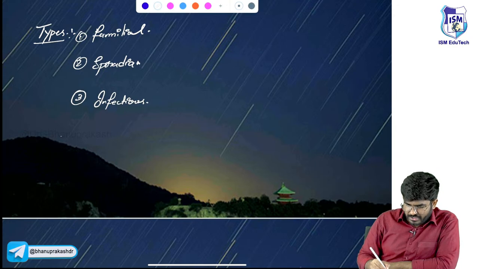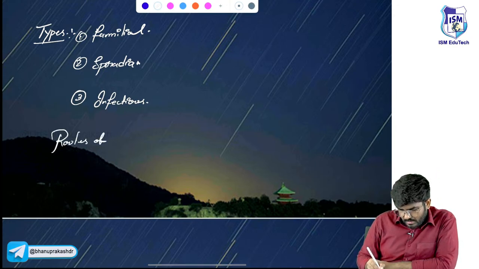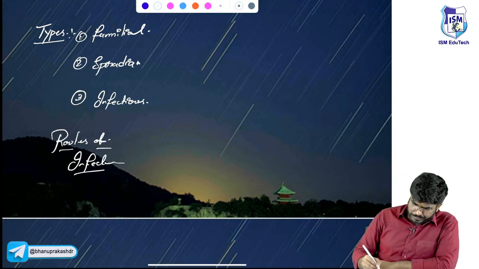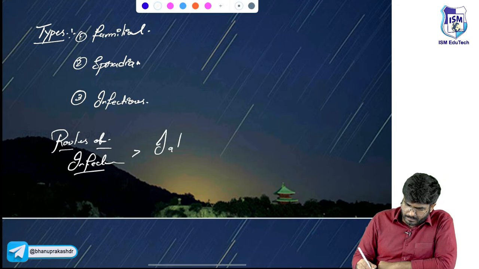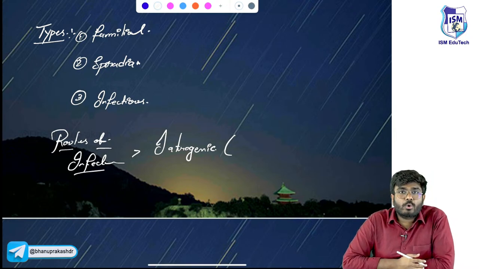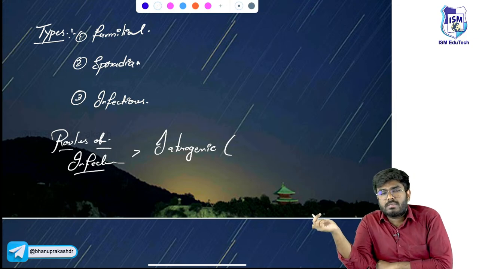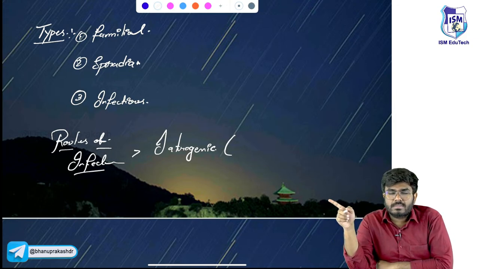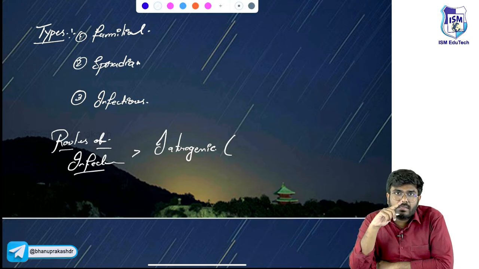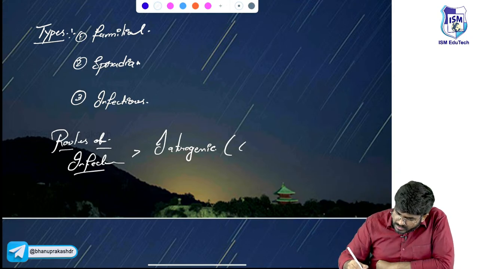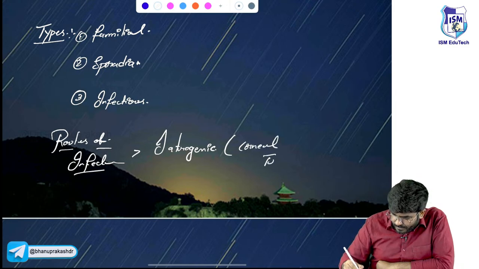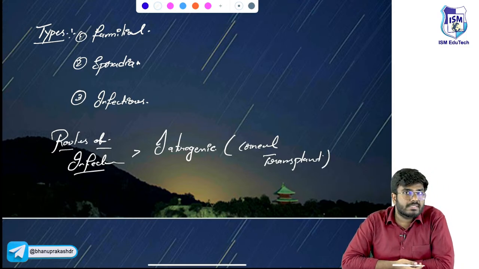What are the routes of infection? How can one get this? For example, iatrogenic. For example, when a person is undergoing a corneal transplant, imagine there is one person getting a corneal transplant from some other person, and that other person has this prion disease. By transplant also one can get it. So by corneal transplant one can get prion diseases.